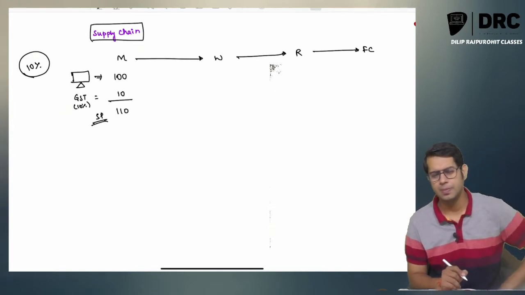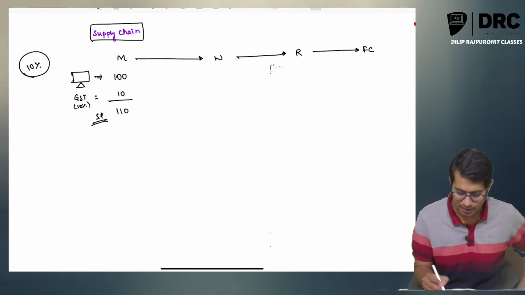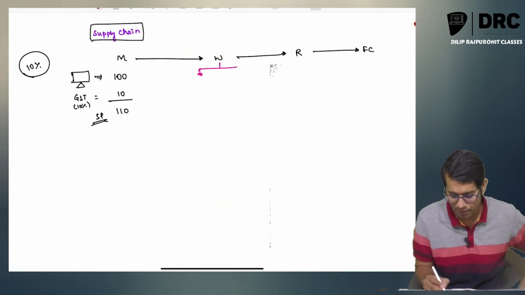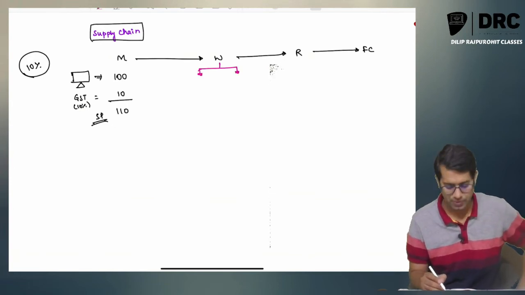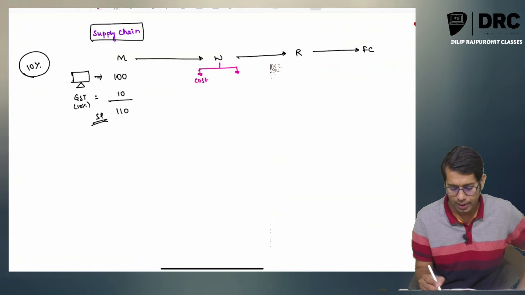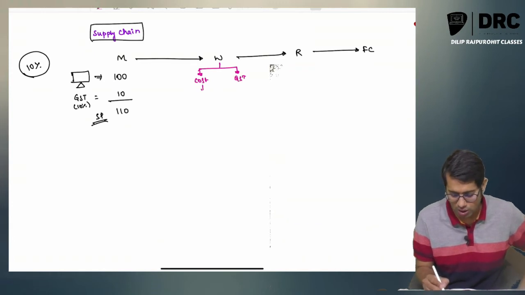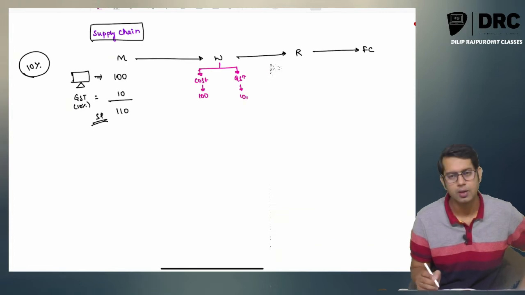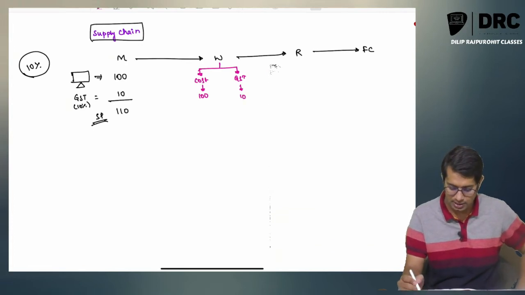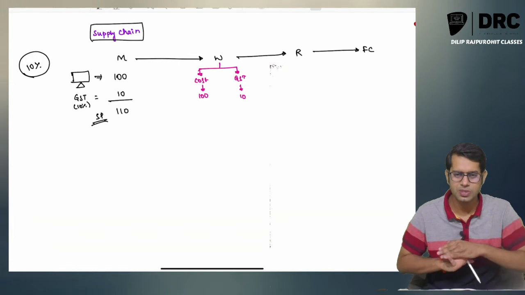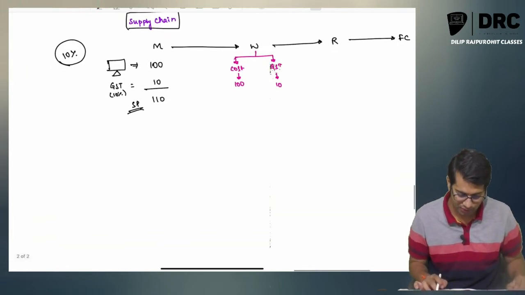His total selling price will become 110 rupees. And this wholesaler is going to divide this amount into two arrow marks. One is his cost and one is GST. Cost is 100 and GST is 10 rupees. Now please understand this carefully.